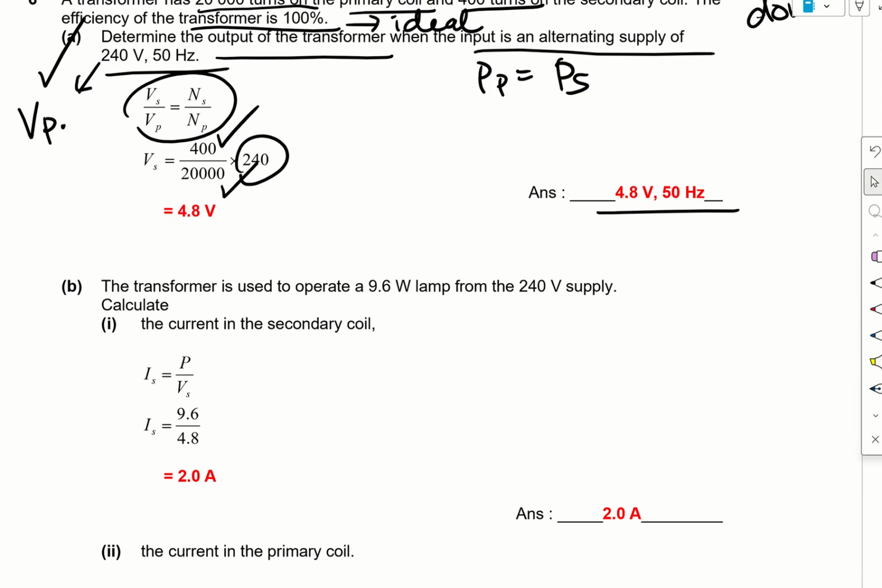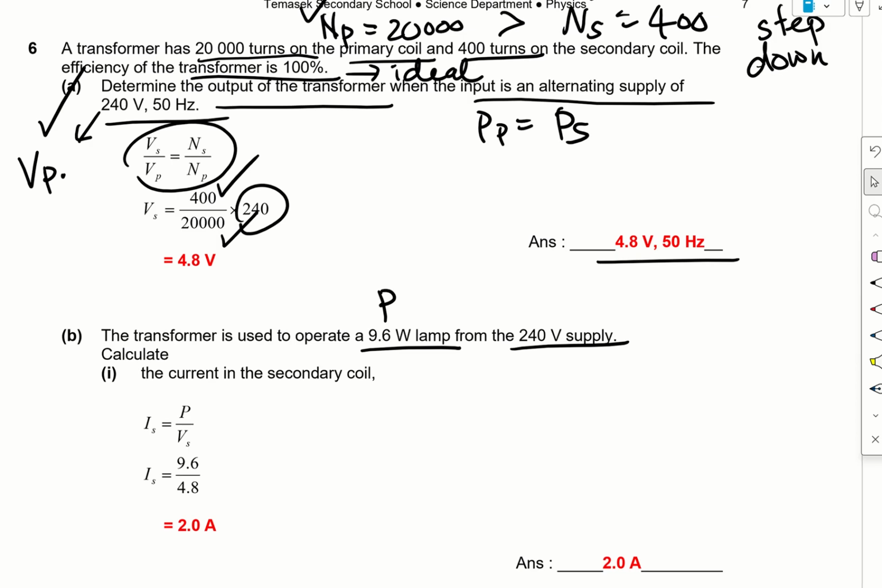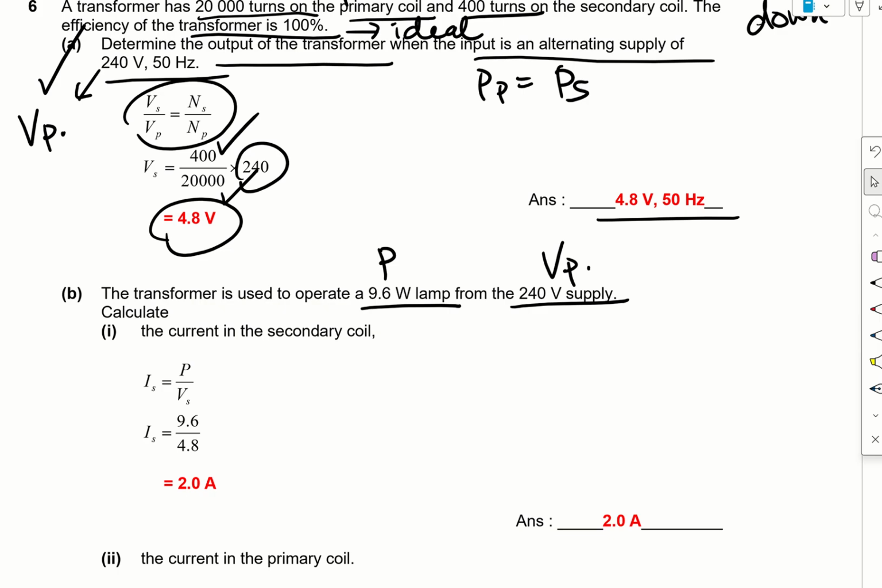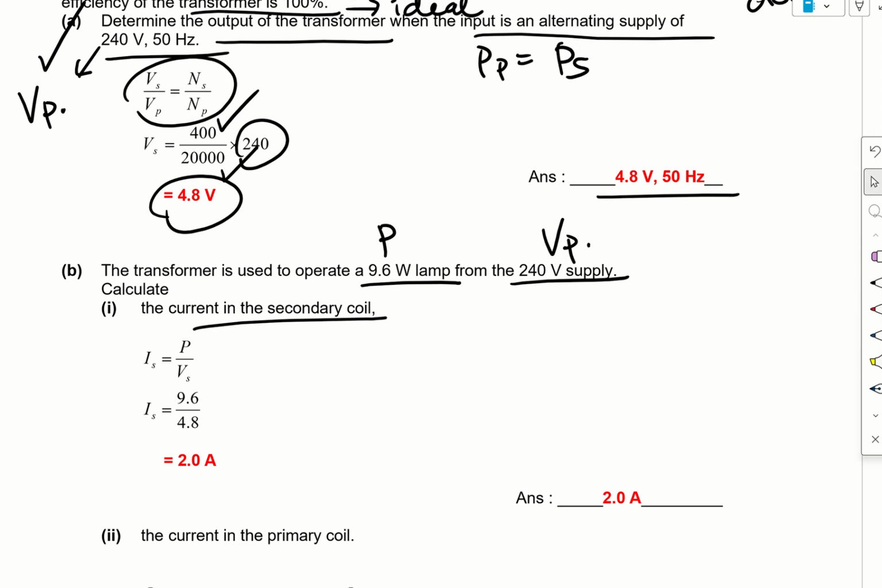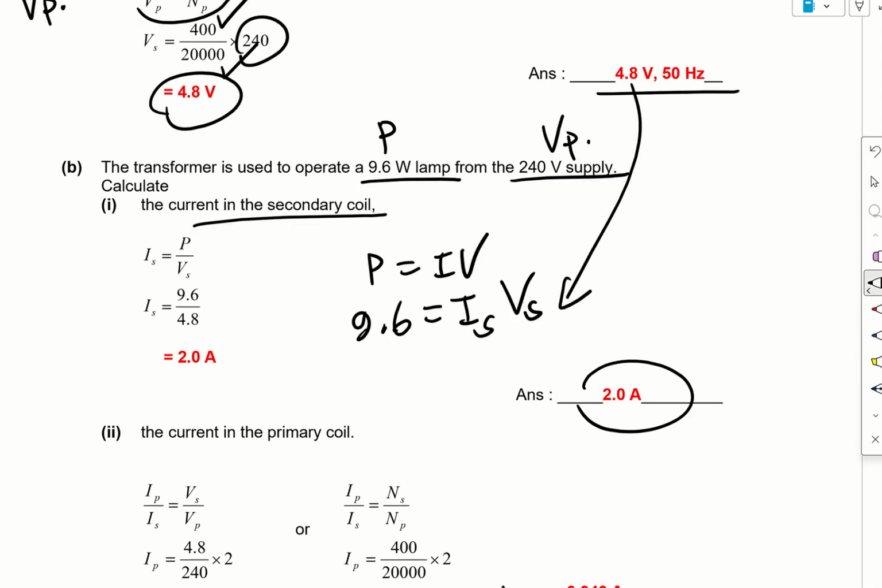Now the transformer is used to operate a 9.6 watt lamp. So this is the power from the 240 volt supply, from the VP, right? But the VS is 4.8 volts. So calculate the current in the secondary coil. Using P equals IV, we need to make sure that our values are correct. They want the current in the secondary coil, so this is IS, and over here I should be using VS. So I substitute 4.8, and I get my IS to be 2 ampere.